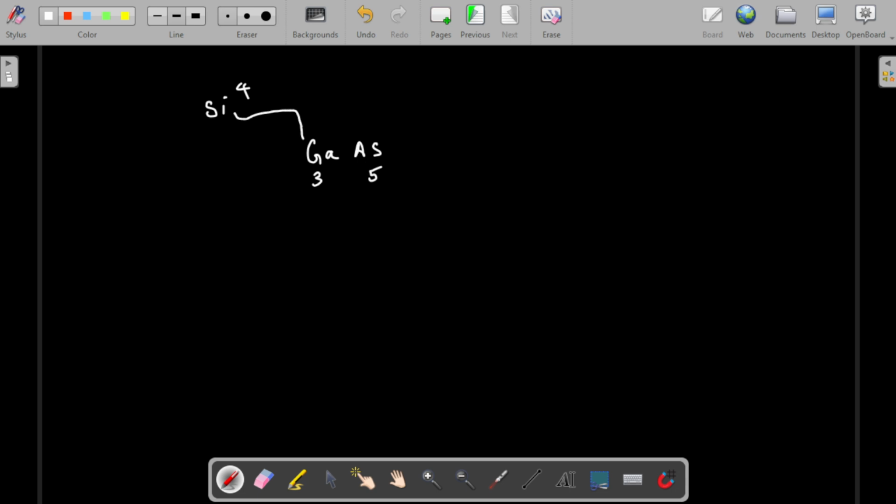So if Ga is replaced with silicon, then it will act as an n-type material, right? Or else, if silicon replaces arsenic, then it will act as a p-type material. So based upon the doping atom, it can act as p-type or n-type. This is one important thing.